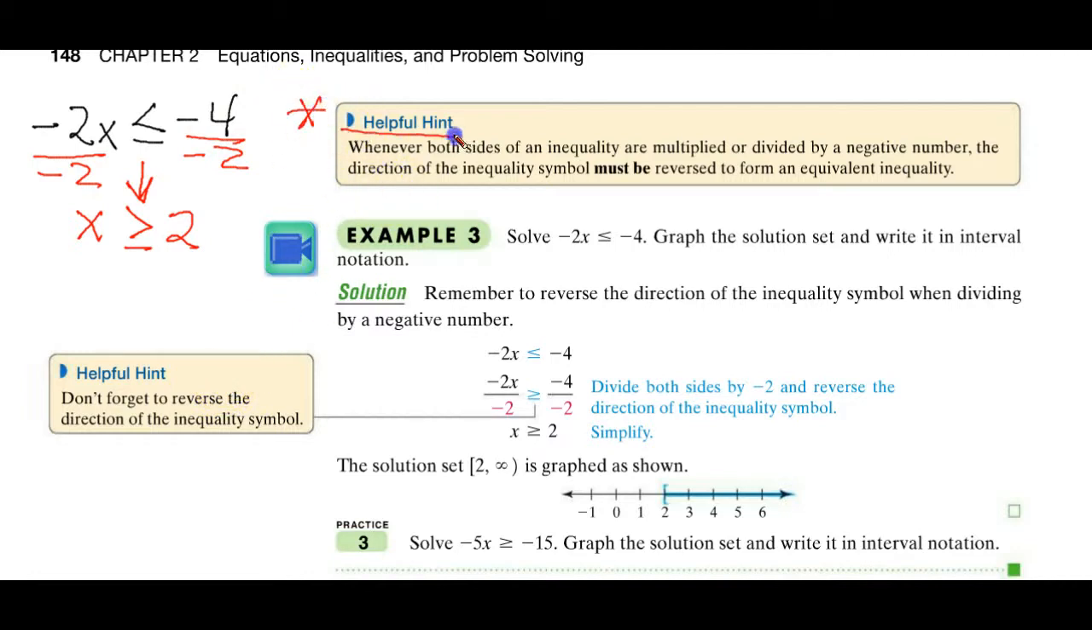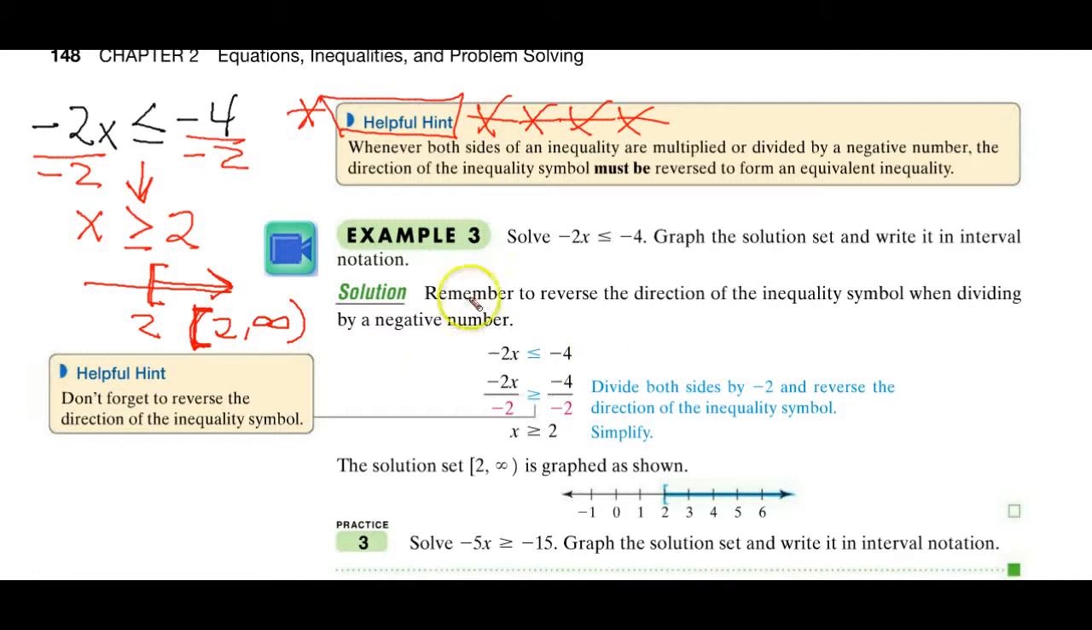Helpful hint. And then to graph that, of course, you're interested in a 2. It's greater than or equal, so we use a bracket. And then interval notation is bracket 2 comma positive infinity. And again, you'll be working this on your practice and your quiz-mes.